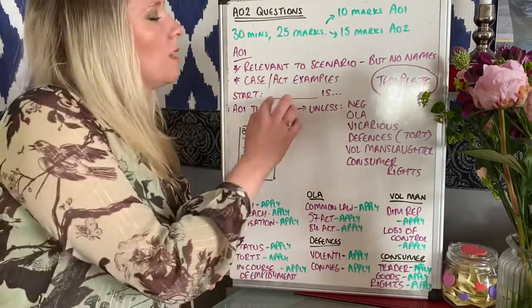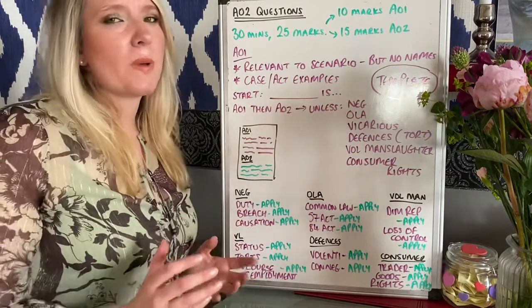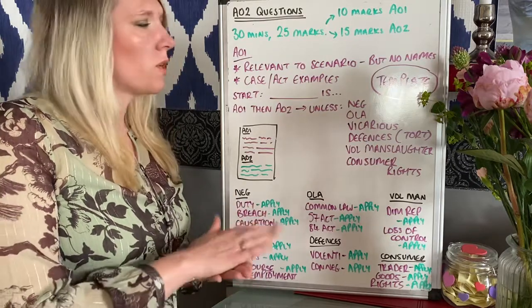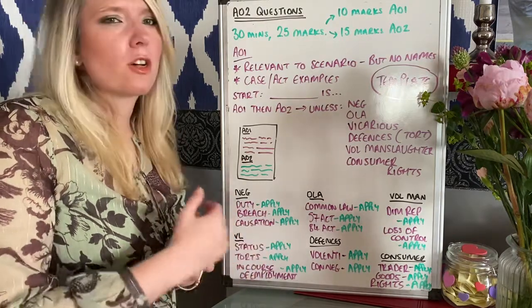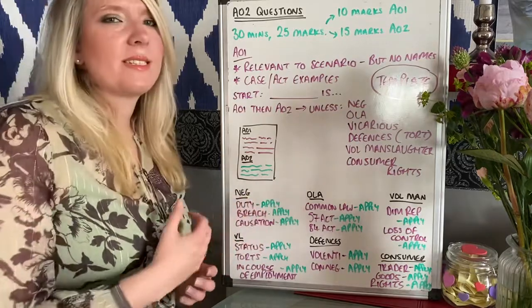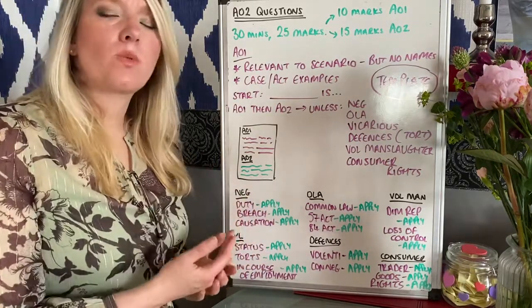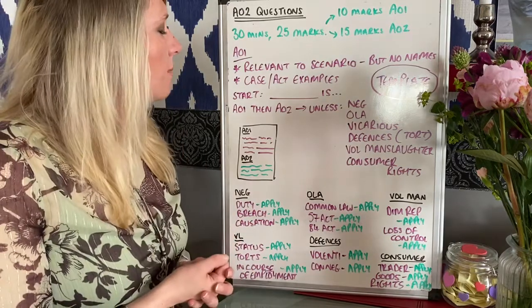A lot of people tell me they get stuck on the starting sentence. Very simply, such and such is. That is the best way to get started. It's no frills and it avoids waffle. So for example, you might talk about burglary is, or nuisance is, or frustration in contract law is. The best way to start, and it gets the ball rolling.